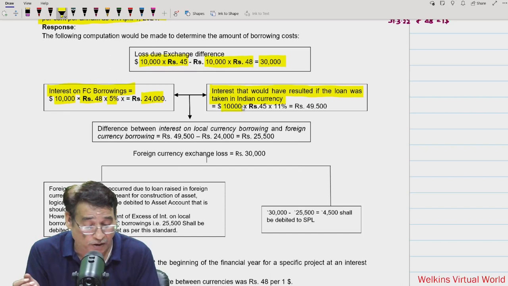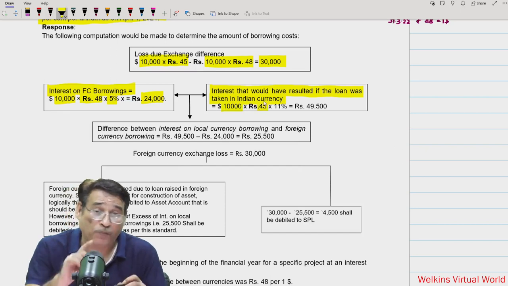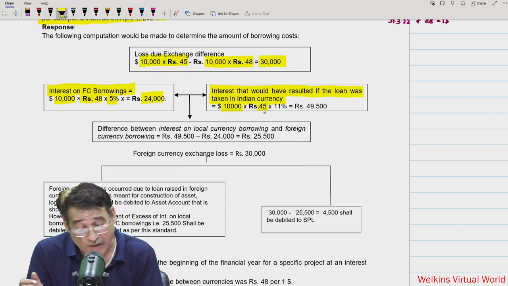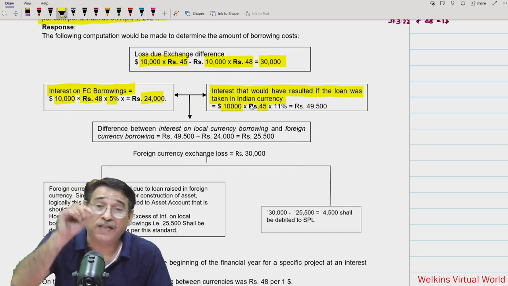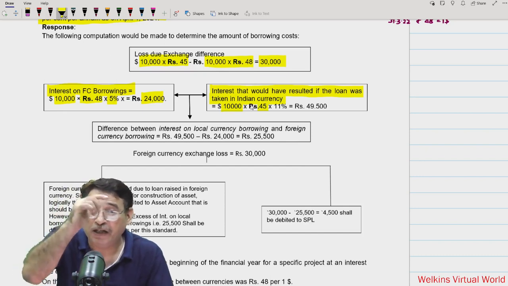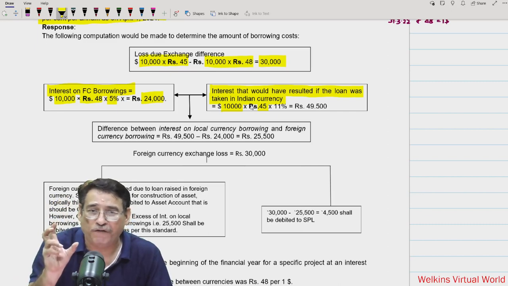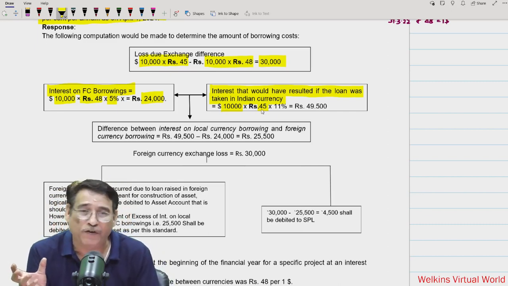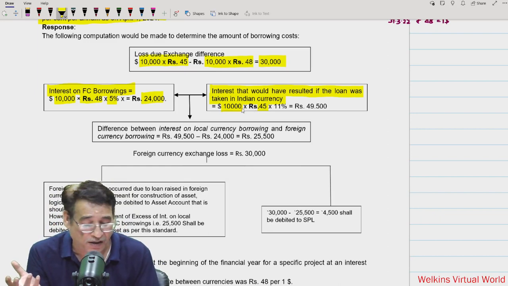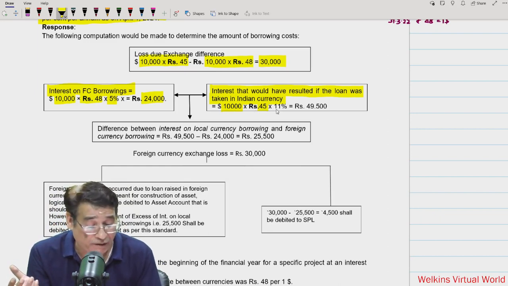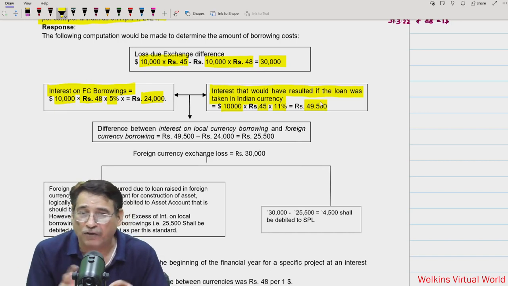Now $10,000, try to understand. Here I have multiplied it with 45 because I took the loan in the beginning. So what amount of loan did I take in the beginning? For rupees 4,50,000. So if I would have taken rupees 4,50,000 in India, correct? Then I would have paid an interest of 11%. My interest would have been 49,500.